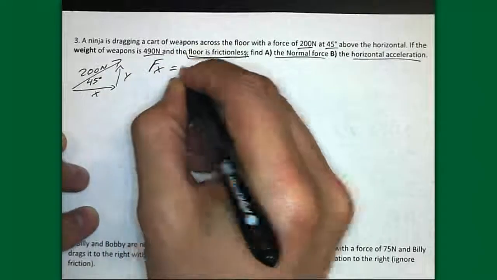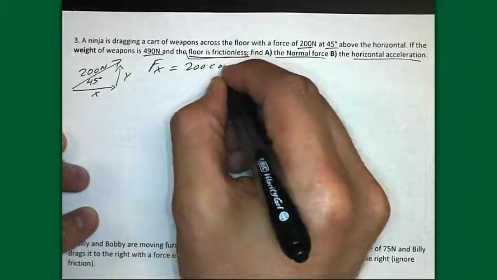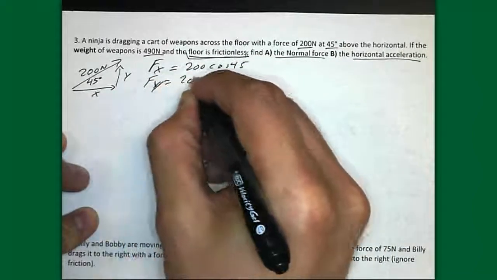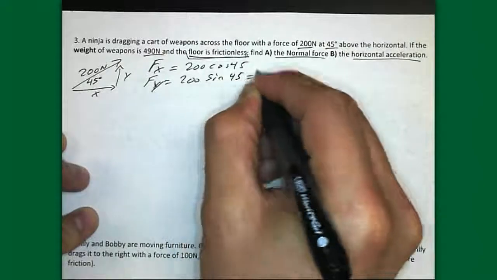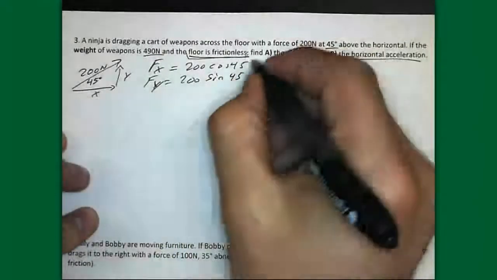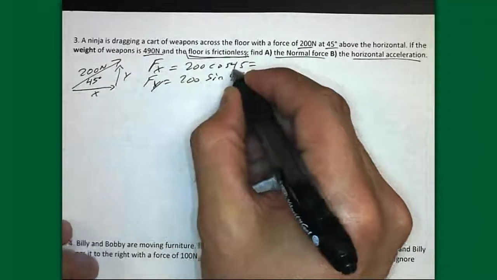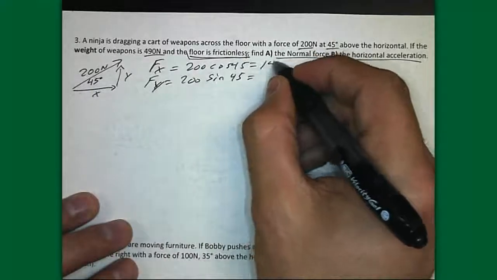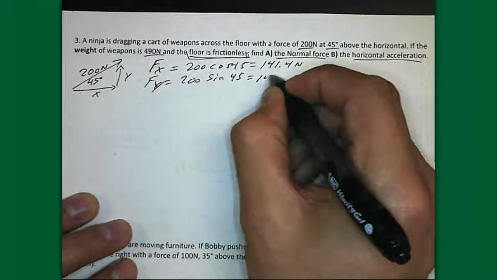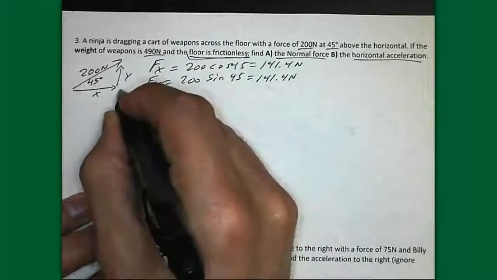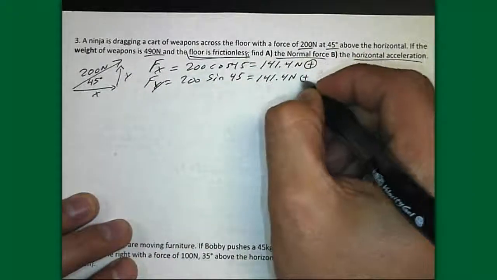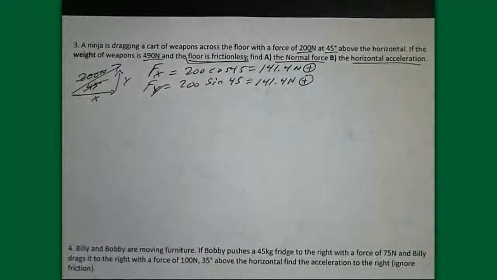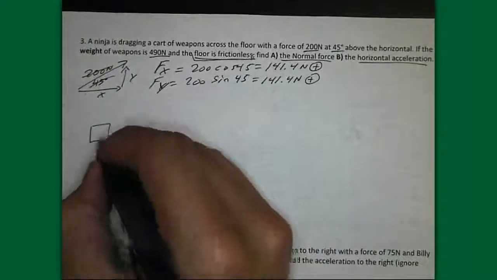The x component is found by doing 200 cosine 45, and the y component, 200 sine 45, and you'll actually find that you get the same number out of both of those because that's what happens when you have a 45-degree angle. The two sides of the triangle have equal lengths, and you get 141.4 newtons. Looking at our picture, both of those are positive, which makes it a little bit easier. Cross out the original force and angle.